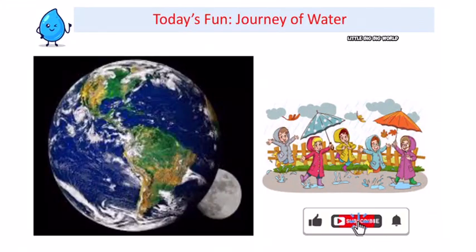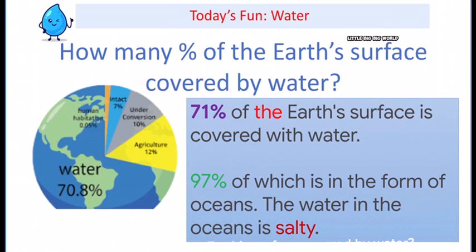Today's fun: Journey of Water. How much of the Earth's surface is covered by water? 71% of the Earth's surface is covered with water, 97% of which is in the form of oceans. The water in the oceans is salty.